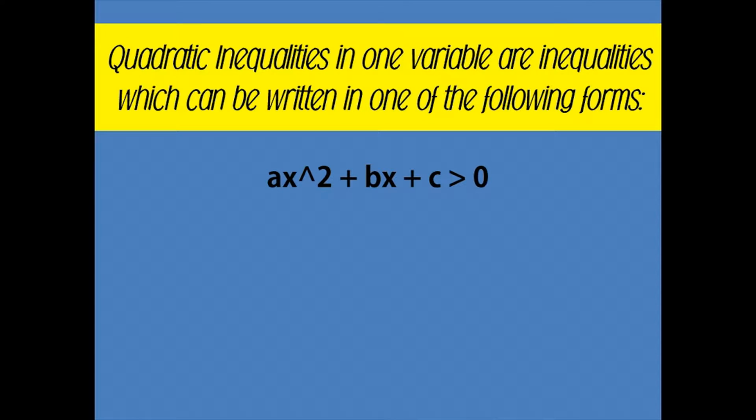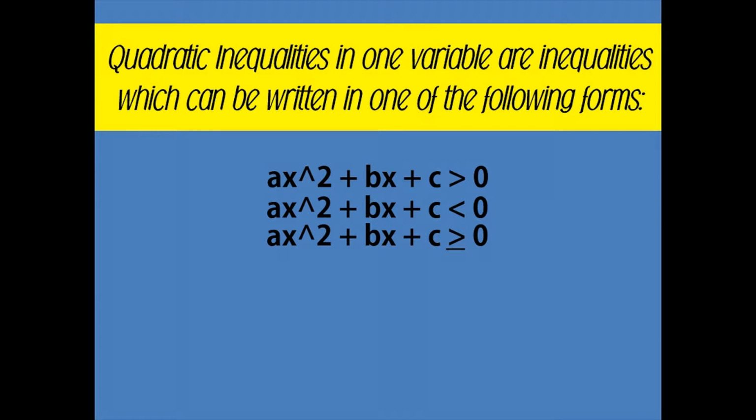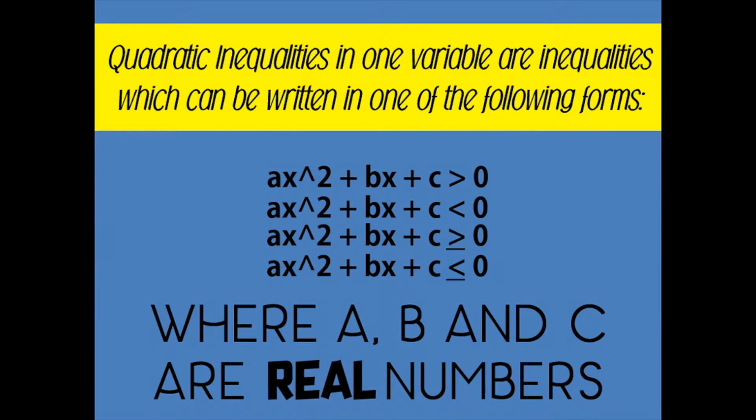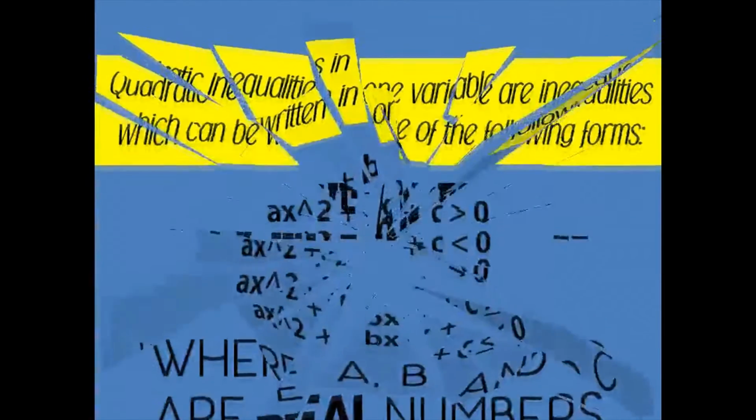ax squared plus bx plus c is greater than 0, ax squared plus bx plus c is less than 0, ax squared plus bx plus c is greater than or equal to 0, or ax squared plus bx plus c is less than or equal to 0, where a, b, and c are real numbers. Now let's have an example, shall we?